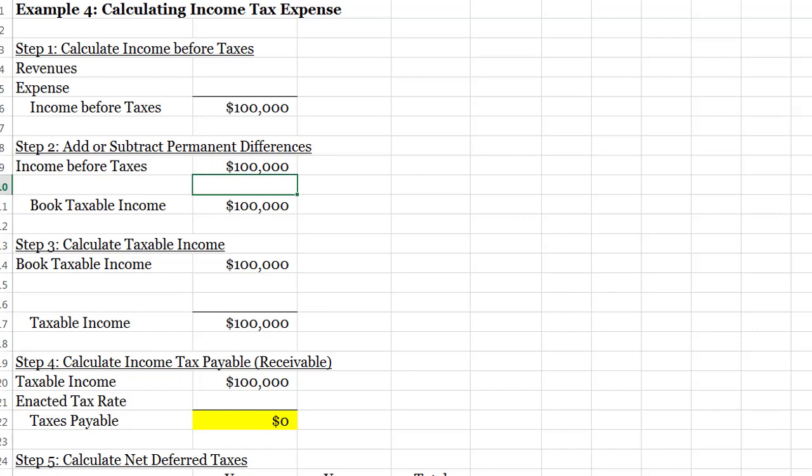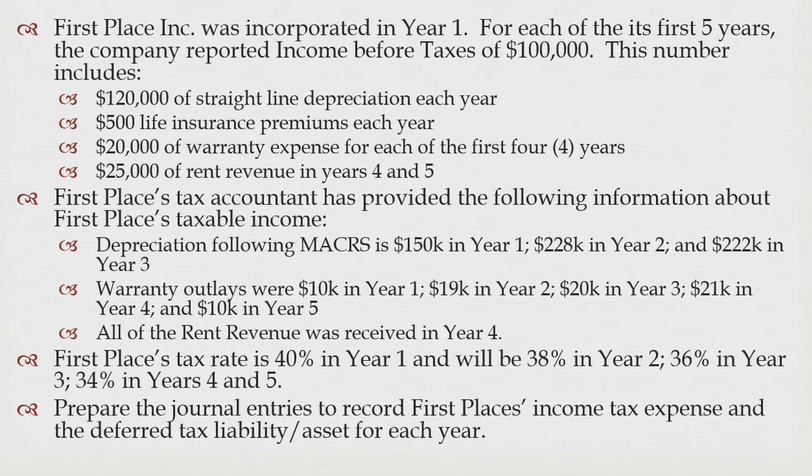Well, in order to know for sure, we've got to go back and check something. First off, we know that life insurance premiums are permanent differences. So since I've already told you there's just one difference, you know that's it. But the other thing we do need to check is we do need to make sure that the others are really temporary differences and not permanent differences.